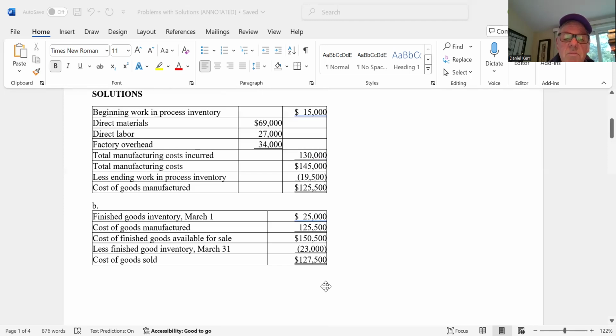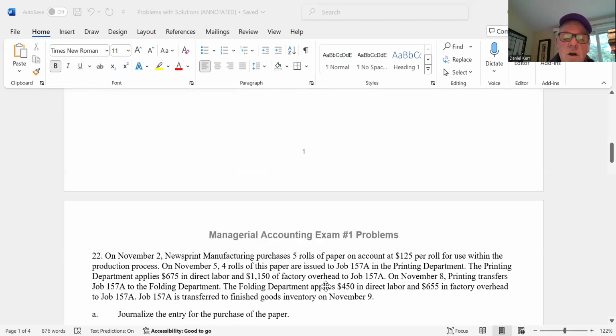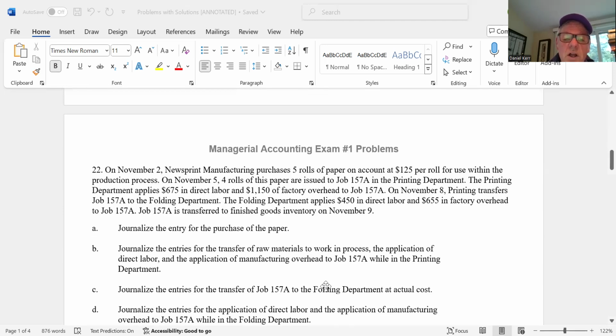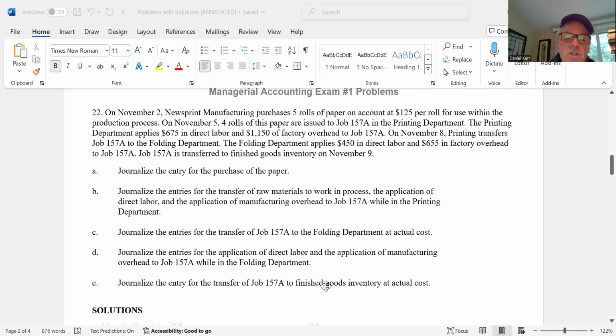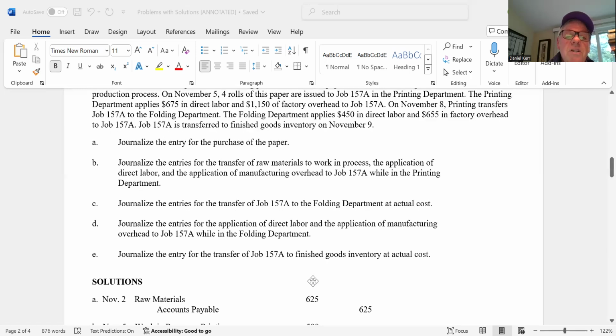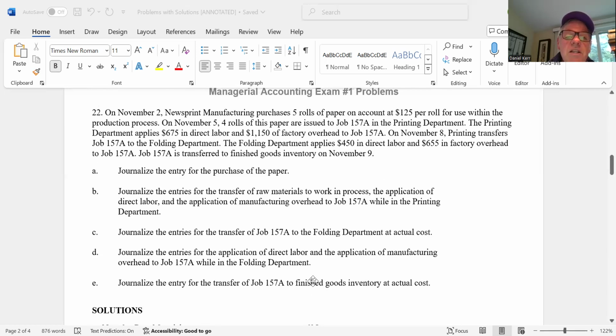It's good to see. All right, second one, and most of you did well on this one. Some of you still have a screwy interpretation of journal entries. So, journalize the purchase of paper. So this is a manufacturer. It says Newport Manufacturing purchases 5 rolls of paper, $125 per roll, for use within the production process.